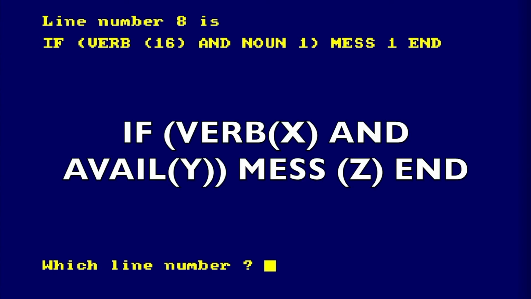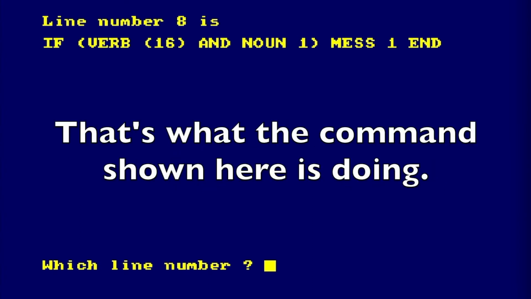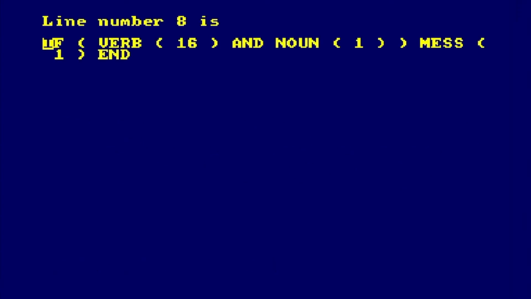If verb X and avail Y, mess Z, end. So when the verb to examine X is entered along with the object Y, and the object Y is available, which in GAC terms means it's either in the same room as the player or the player is carrying it, a message Z is displayed. That's very simple. But what if you wanted something more complex?